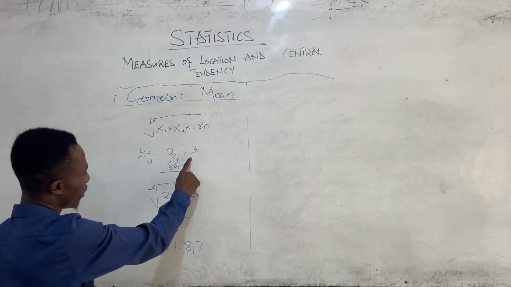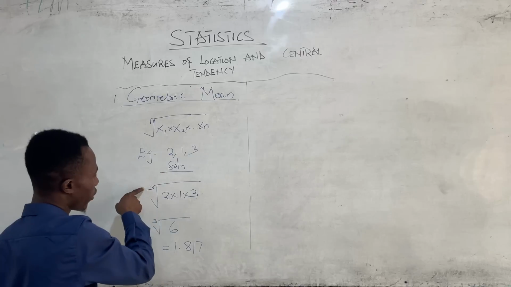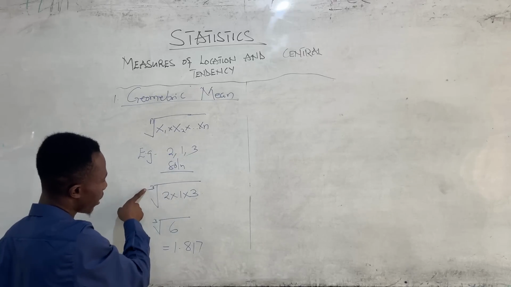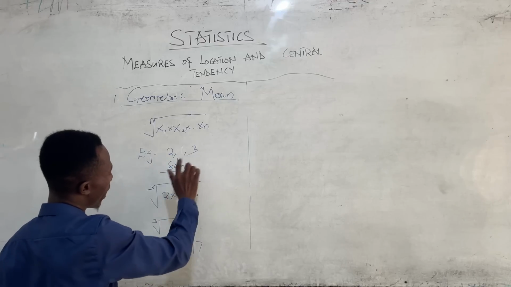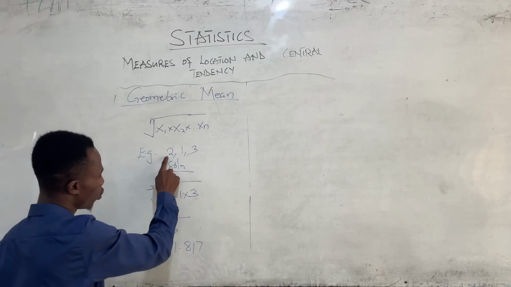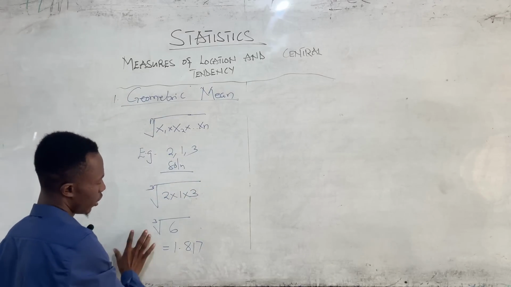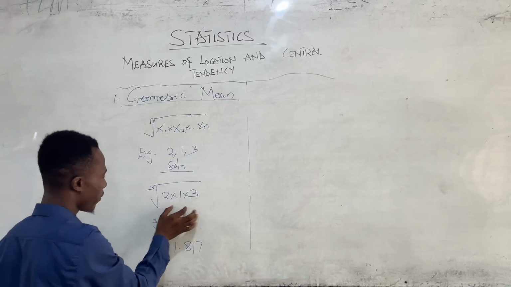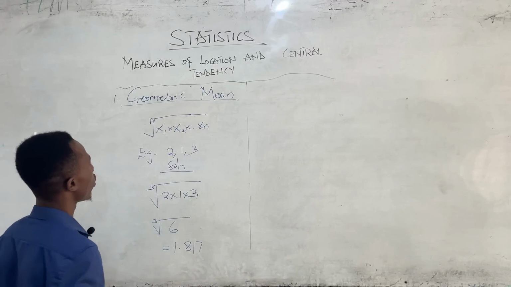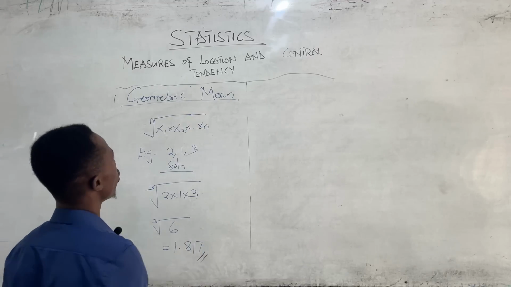How many observations? That is 1, 2, 3. So we have 3. You count them and you bring the number here. Right after that, you multiply all the x values under the root. So 2 times 1 times 3. Then when you finish, you multiply everything. You can do it straightforward, or you can simplify what you have here, and you finalize on your answer. That is this one. Okay, so that is the geometric mean.